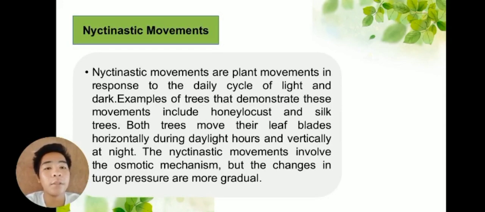Nyctinastic movements. Nyctinastic movements are plant movements in response to the daily cycle of light and dark. Examples of trees that demonstrate these movements include honey locust and silk trees. Both trees move their leaf blades horizontally during daylight hours and vertically at night. The nyctinastic movements involve the osmotic mechanism, but the changes in turgor pressure are more gradual.